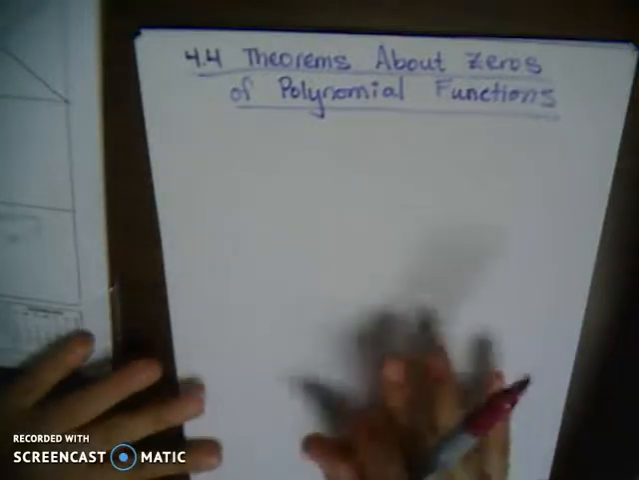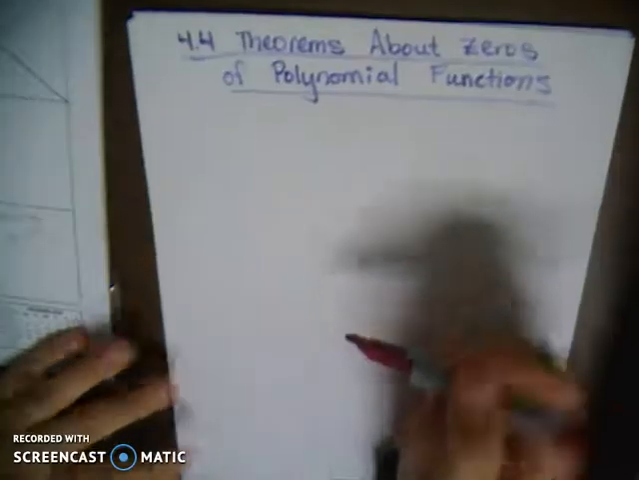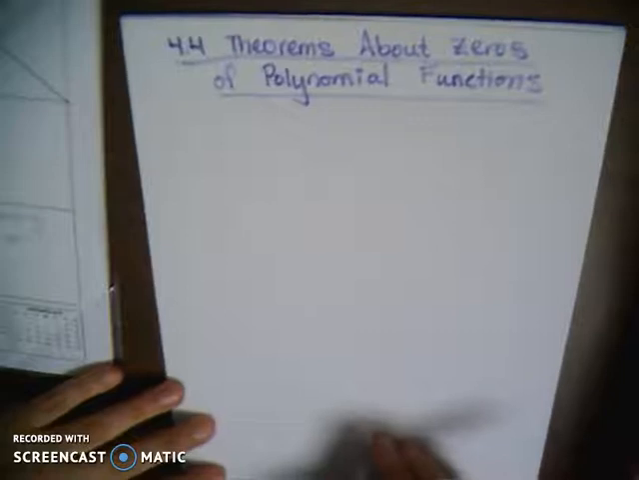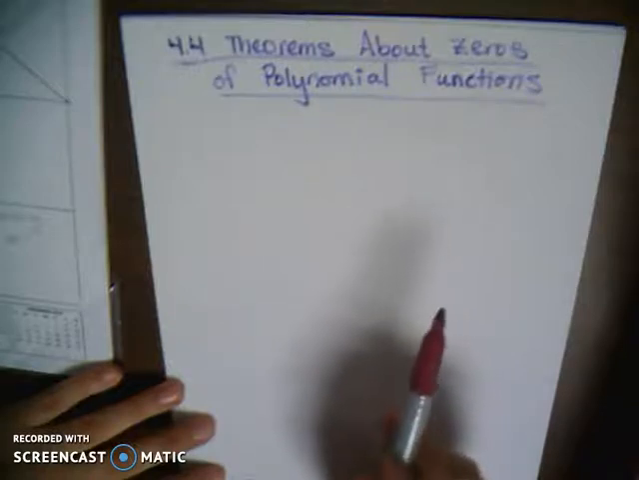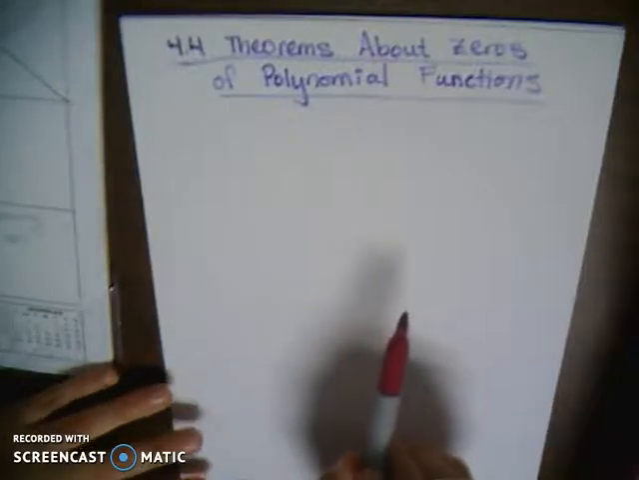In section 4.4, we're going to talk about some different theorems about the zeros of polynomial functions. And we've already used quite a few back in section 4.3. We talked about the link between intercepts and zeros and factors and things like that. So we're just going to keep talking about some of those similar things.